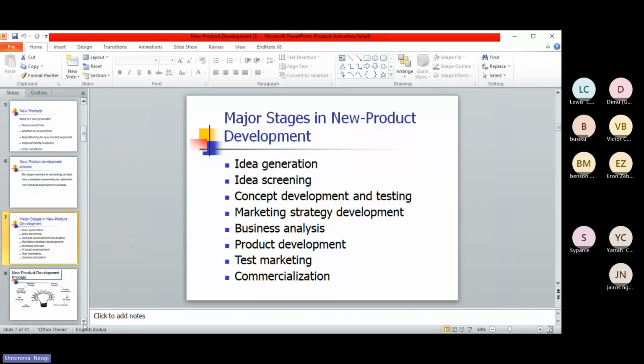The first one is idea generation. What is idea generation? Idea generation basically involves brainstorming for new products. If you remember the kinds of new products, you have to brainstorm and find out which one to do: a new product line, an addition to a product line, a new market segment, an improvement, a cost reduction. What is the way to improve an existing product?